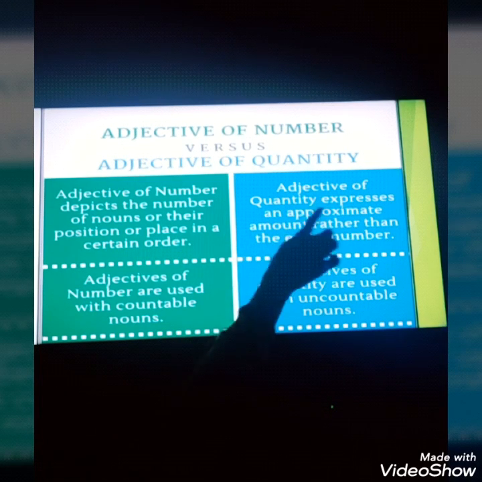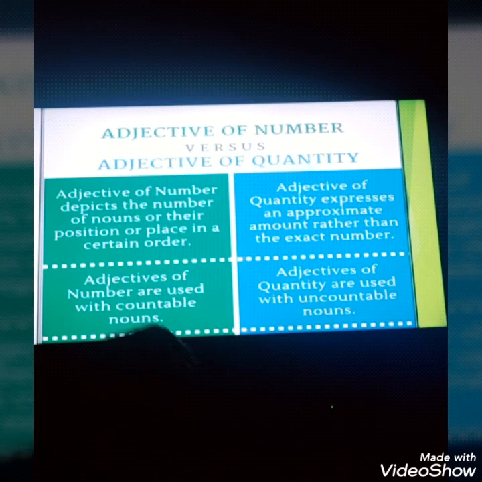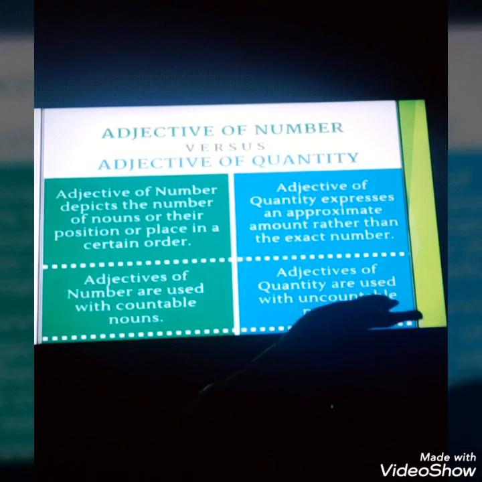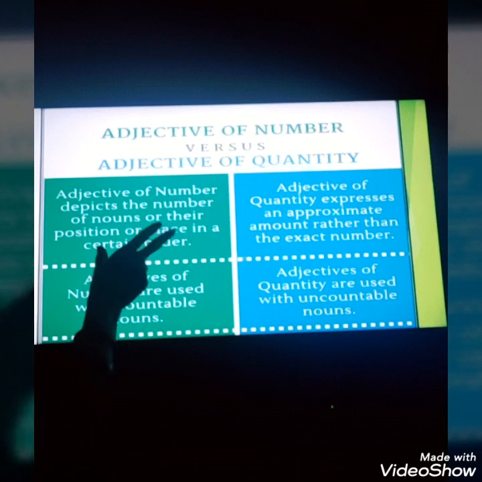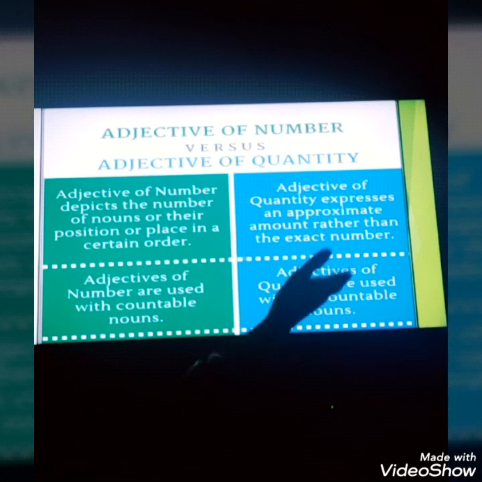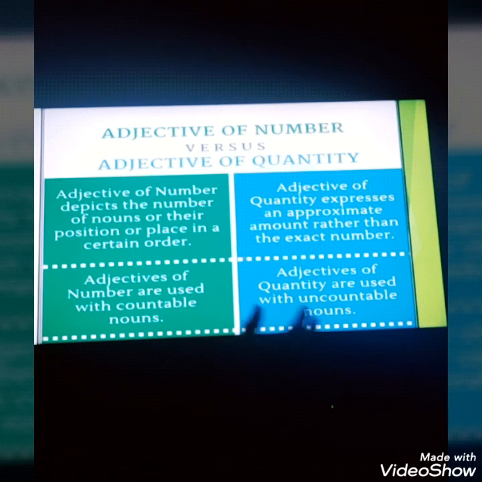Adjectives of quantity express an approximate amount rather than an exact number. A lump sum amount it provides. Quantity provides a lump sum amount. How much? Adjectives of number are used with countable nouns, the nouns which we can count. The nouns which we cannot count, uncountable nouns, take adjectives of quantity.